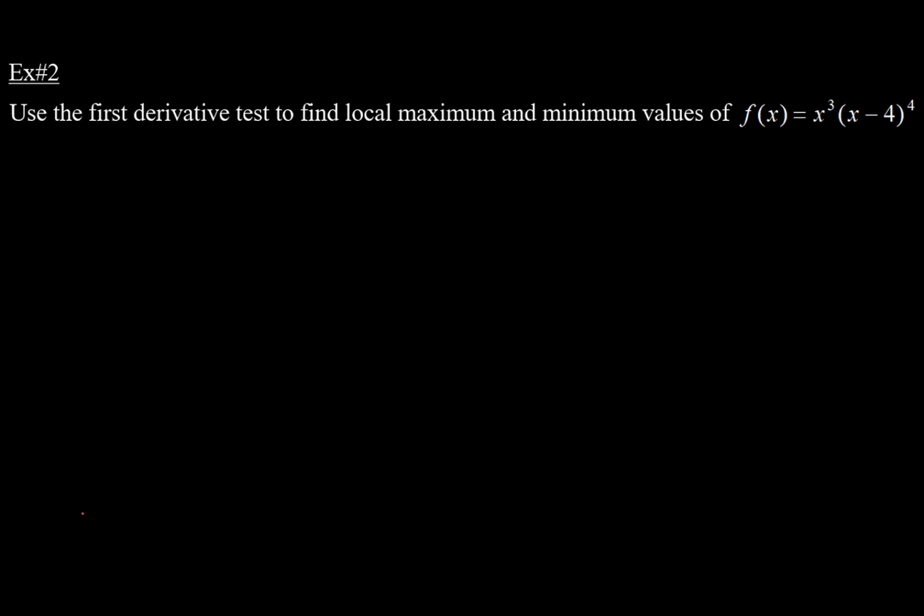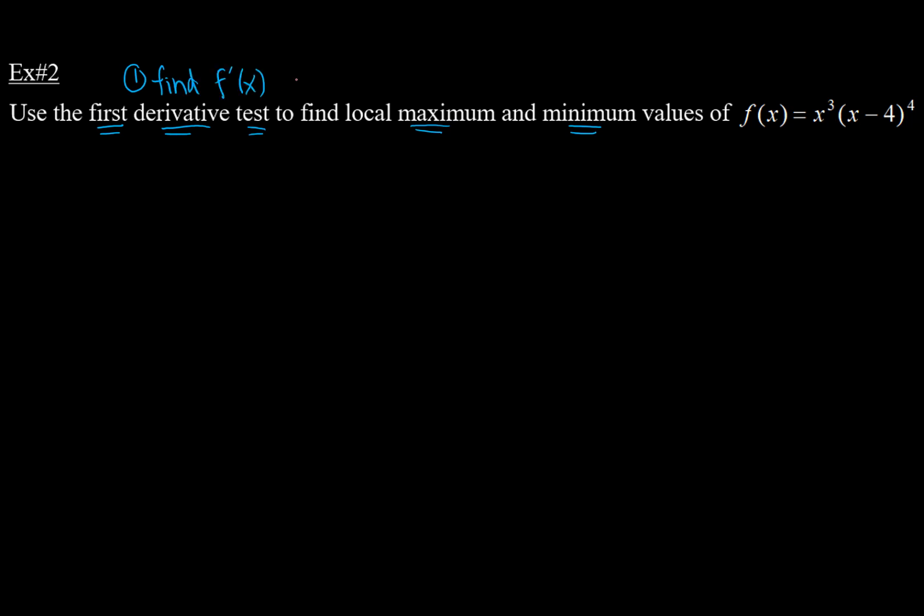All right, let's look at this example. For this example here, I'm going to use the first derivative test to find local maximum and minimum values of this function. So when I do this, basically what I'm going to do is find f prime of x.